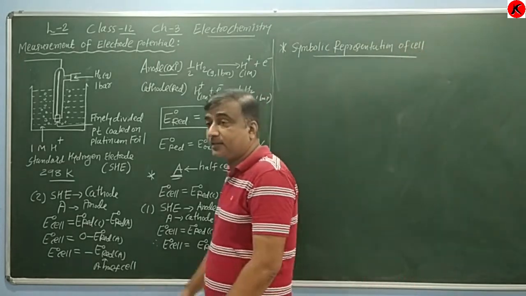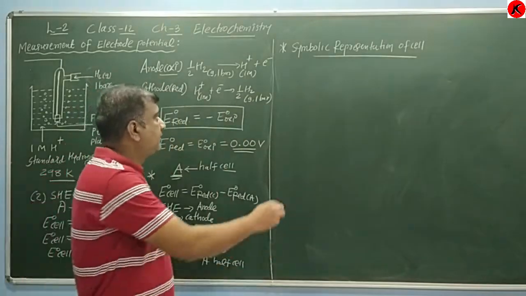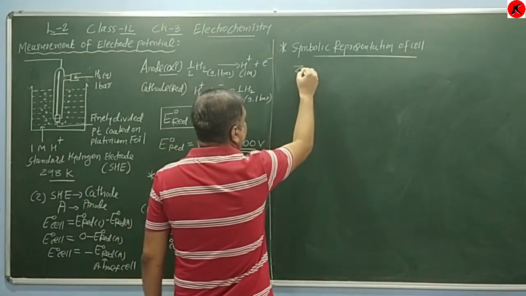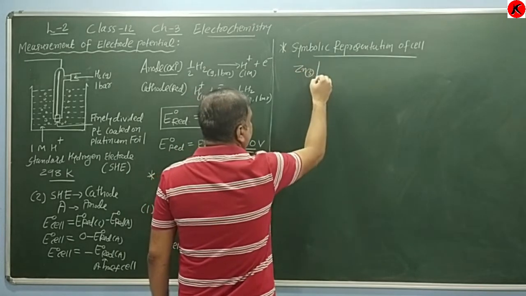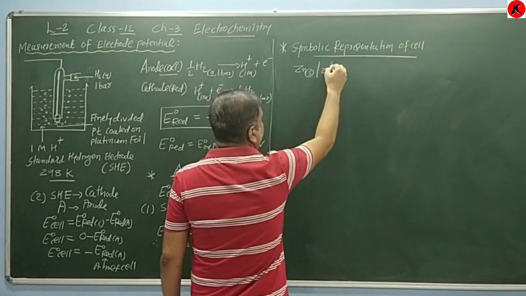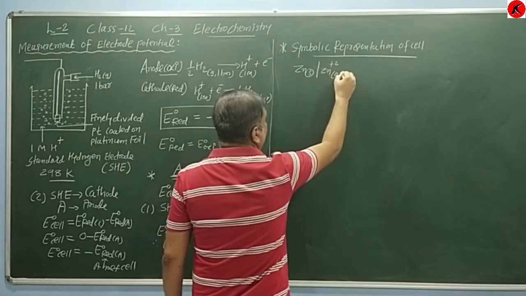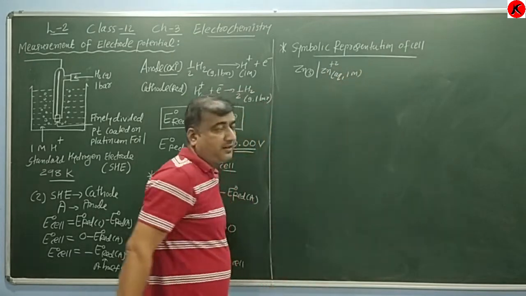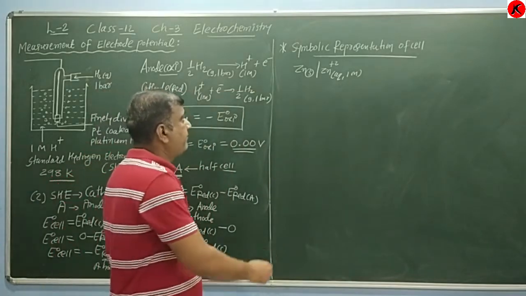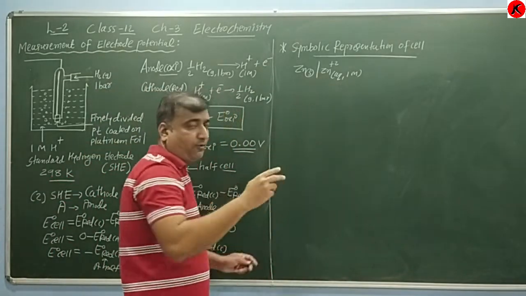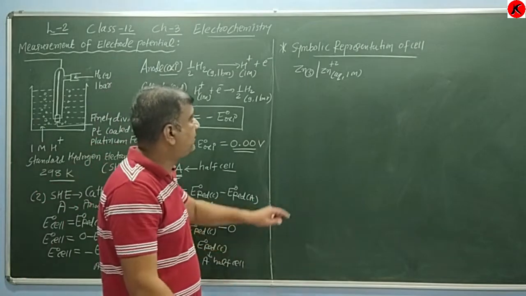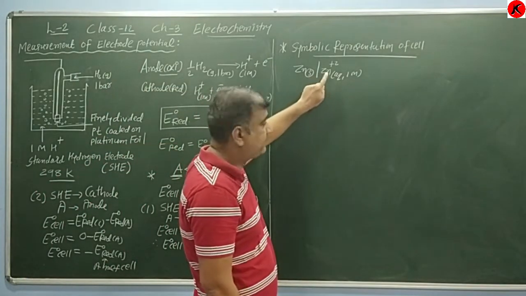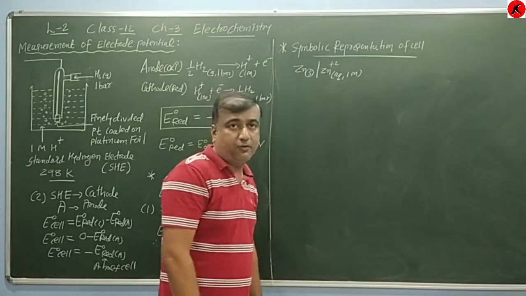Symbolic representation of a cell. Suppose we have a zinc half cell. That means zinc solid is connected to its ion, Zn plus 2, in aqueous form. Suppose it is in standard condition, then 1 molar. Both forms are in contact with each other, the oxidized and reduced form. This is the oxidized form and this is the reduced form.